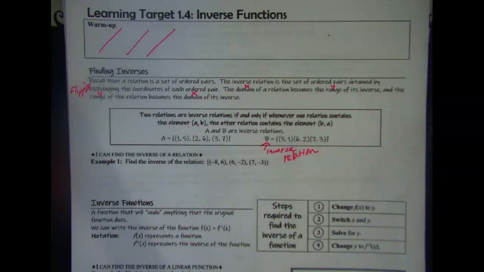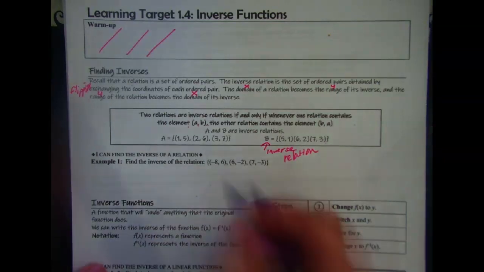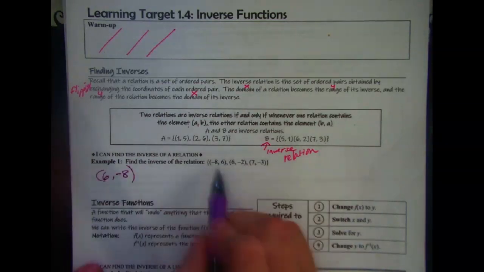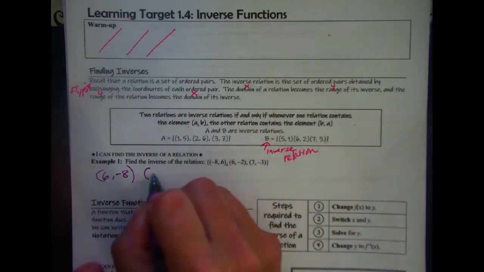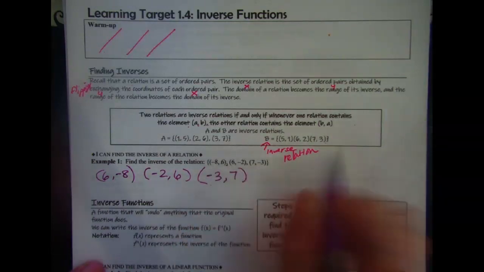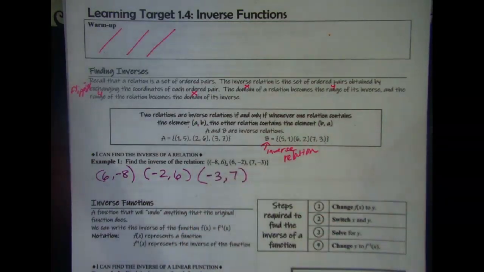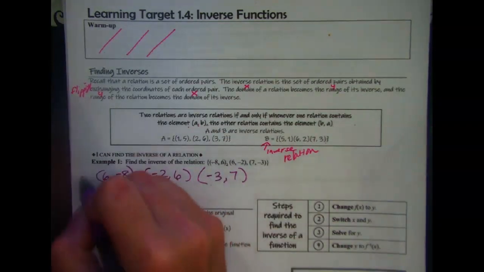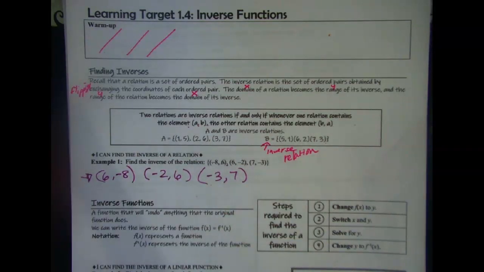So let's look at example 1. I can find the inverse of the relation. Again, ordered pairs. Listing my ordered pairs, it becomes (6, -8). I flipped these two. The next one, (-2, 6). And the last one, (-3, 7). We do not change positives and negatives. We just flip: x, y becomes y, x. So this is it. Okay, let's move on to the next one, inverse functions.